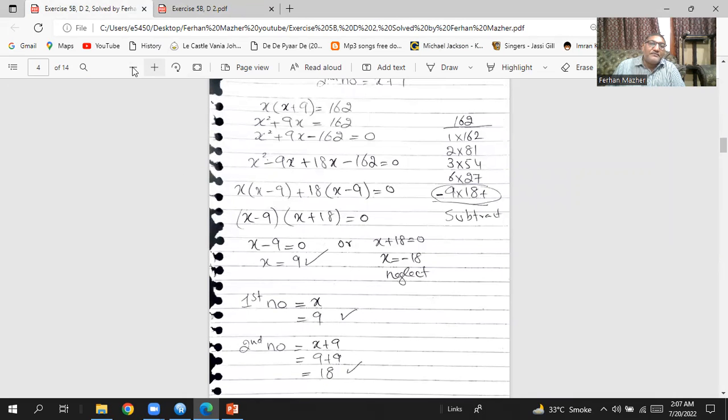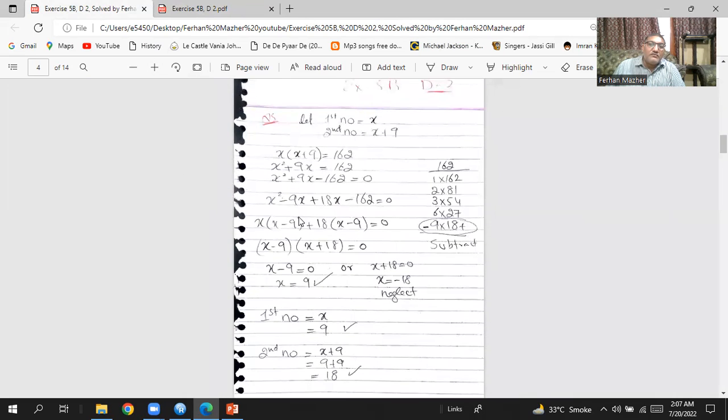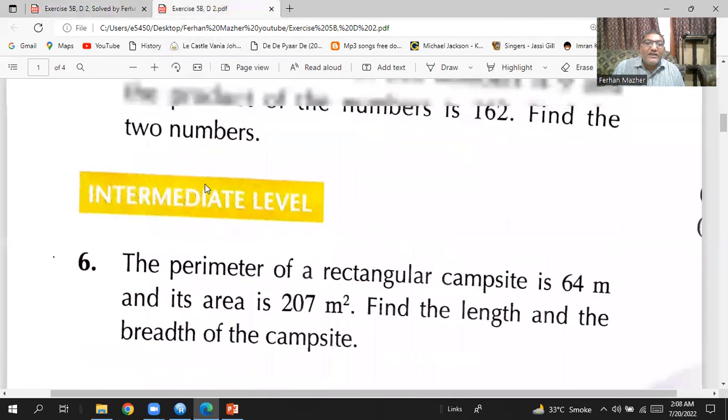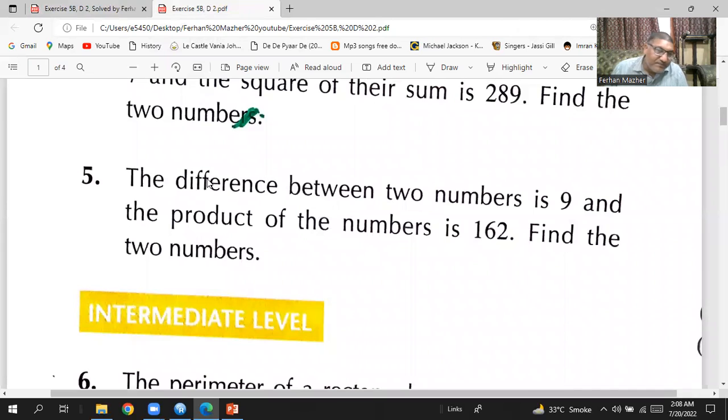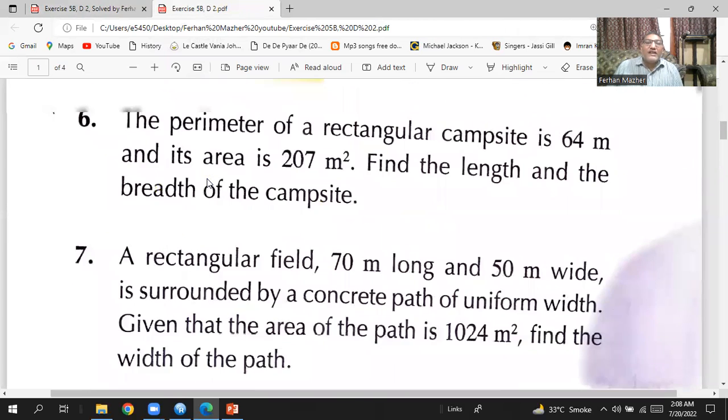The whole question is showing on your screen, and you can pause the video and take whatever time you need to understand this question. So we are done with question number 5. So we are going to the next question.